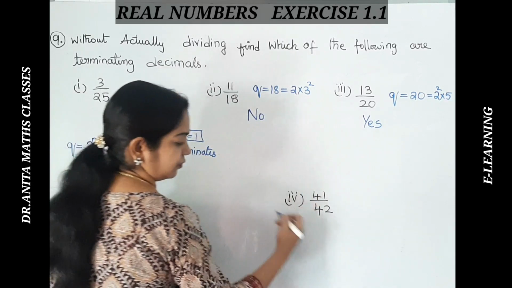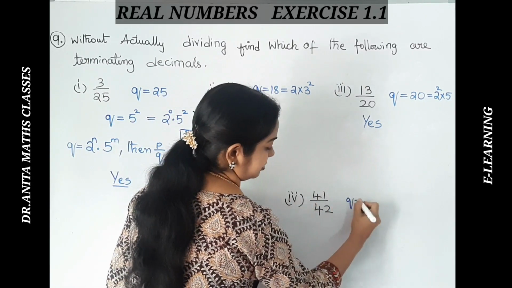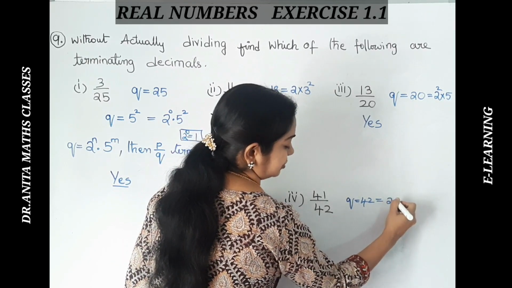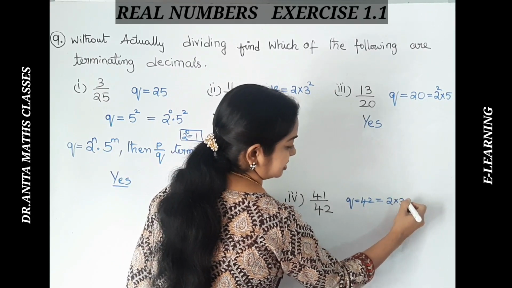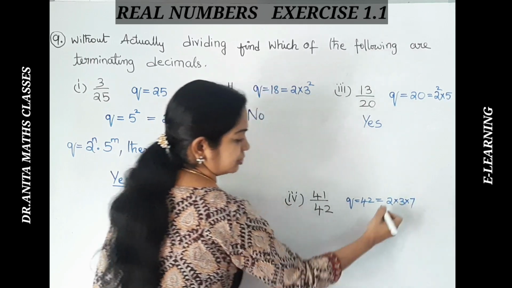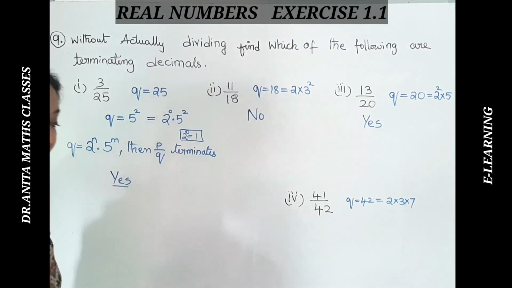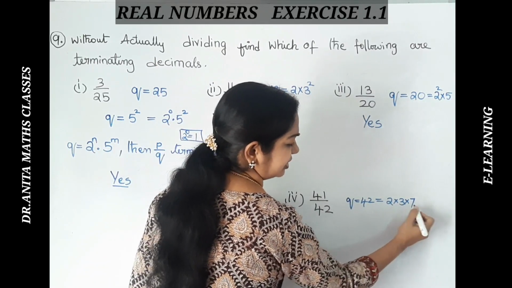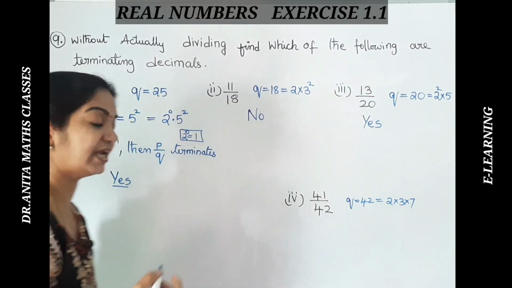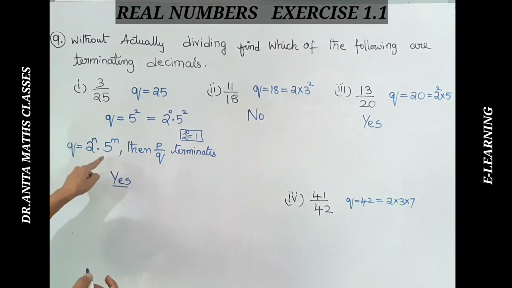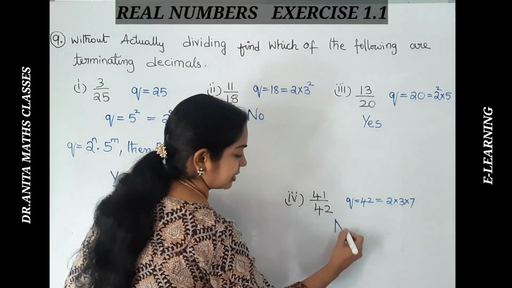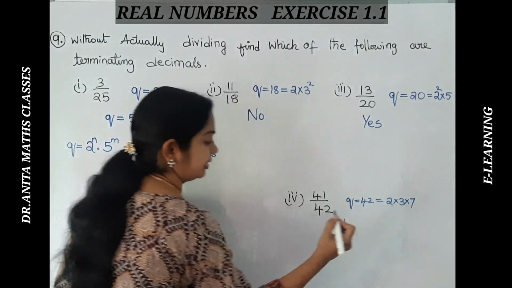Now moving on to the fourth one, the same way, q here is 42. So 2 into 2, 3, 6, 6 sevens is 42, right? 2 into 3 into 7, the prime factors of 42, right? So here we have 3 and 7. We should not have other factors. We should get only 2 raised to the power of n and 5 raised to the power of m for the denominator. So here the decimal expansion does not terminate. So we can write no.